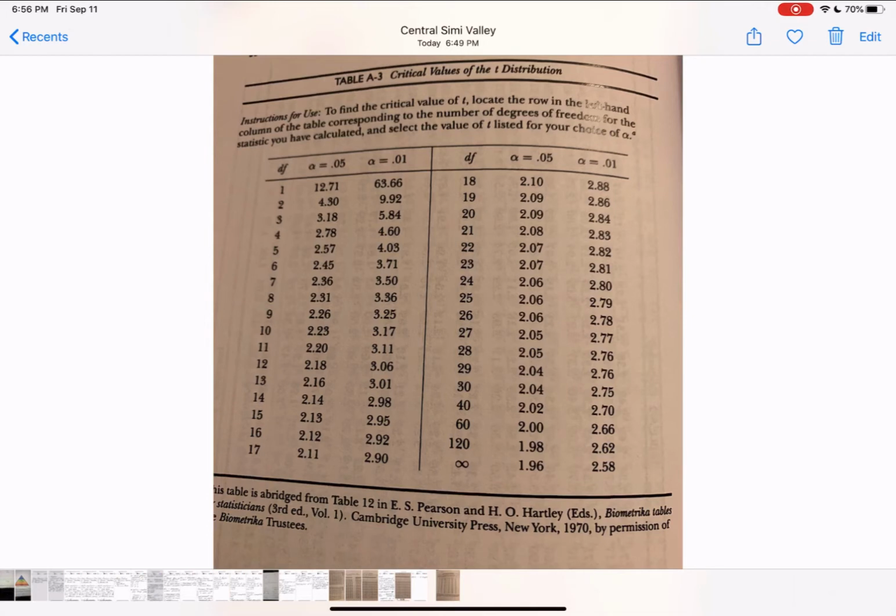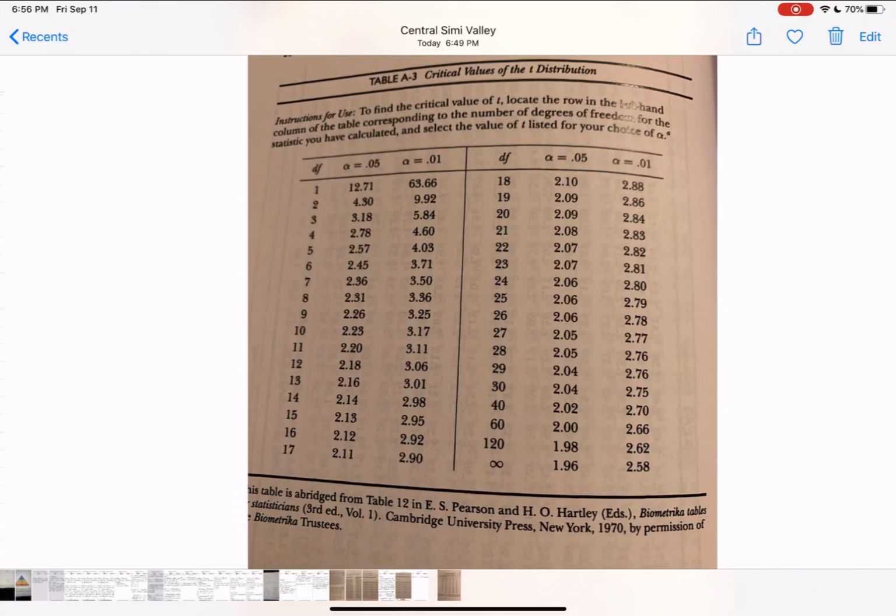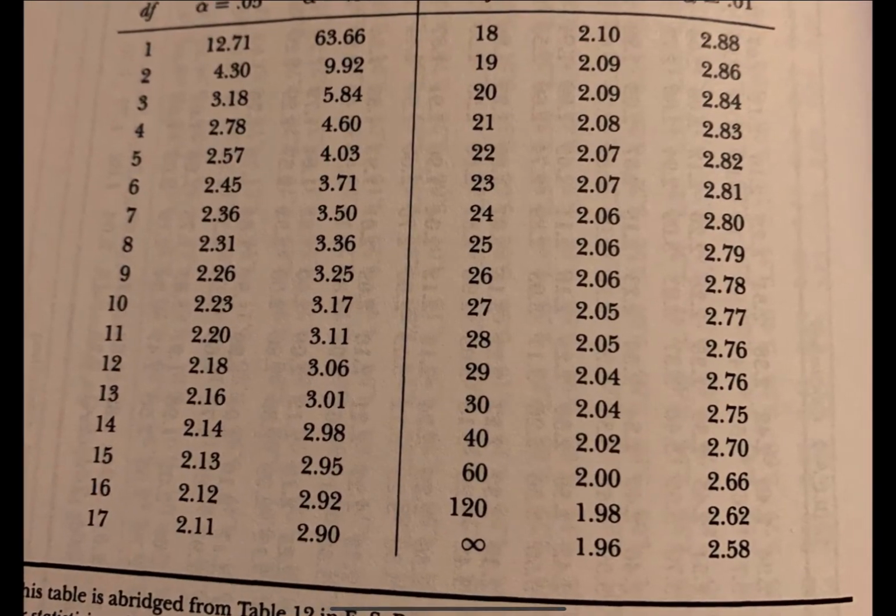And this table is a lot simpler to use because we're just looking up one critical value. So you can see it gives degrees of freedom down the first column. The second column gives the critical value for alpha equals 0.05, and then the third column gives the critical value for alpha equals 0.01. So our degrees of freedom is 10, and so we're going to use alpha equals 0.05, so we're going to use 2.23. So for 10, it's 2.23, okay?